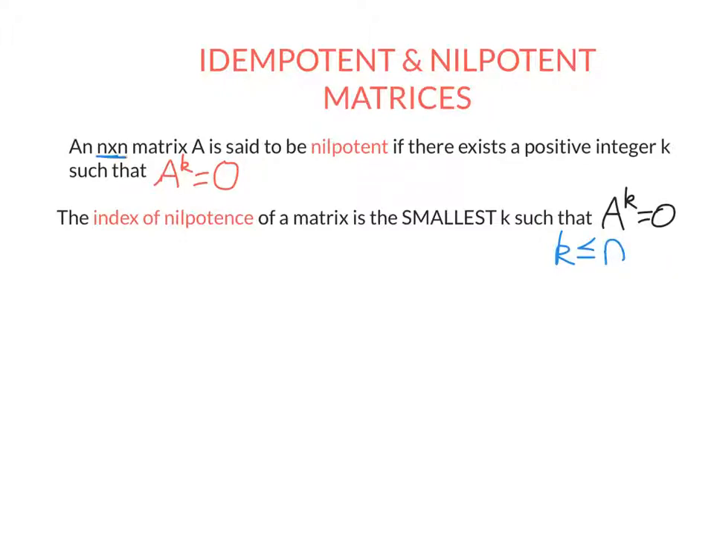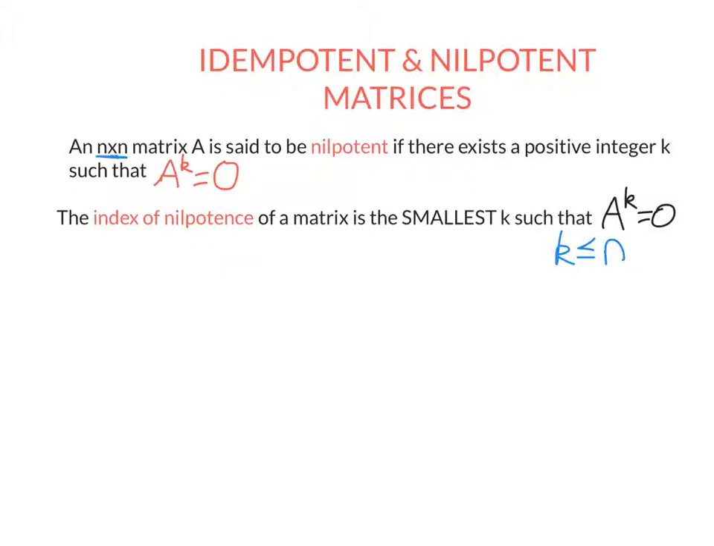Remember, A was an n by n matrix. So if we have, say, a 4 by 4 matrix, the index of nilpotence of any nilpotent 4 by 4 matrix must be less than or equal to 4. If we're talking 2 by 2 matrices, for example, that means that if a 2 by 2 matrix is nilpotent, then A squared must be equal to 0. So note, the 0 matrix is the only matrix with an index of nilpotence equal to 1. And that should be very easy to see.